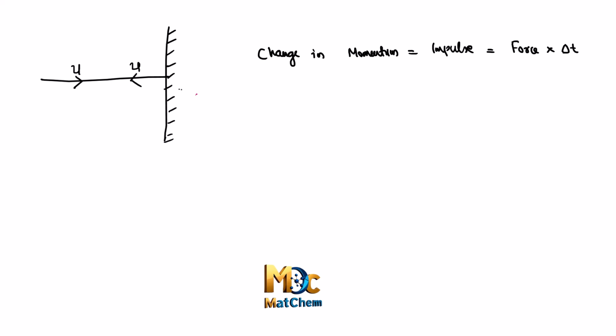So here what we can write? Change in momentum we have calculated. So we can write that x component of impulse is equal to minus 2mu, because it is the x component of change in momentum. In the same way, y component of impulse will be equal to 0. Here you need to understand two important aspects.